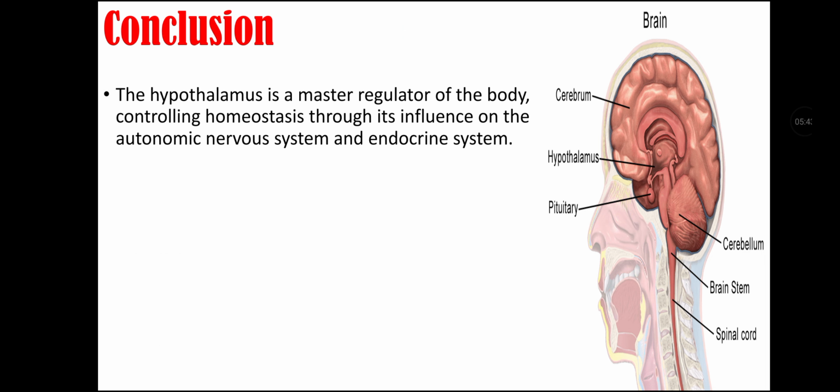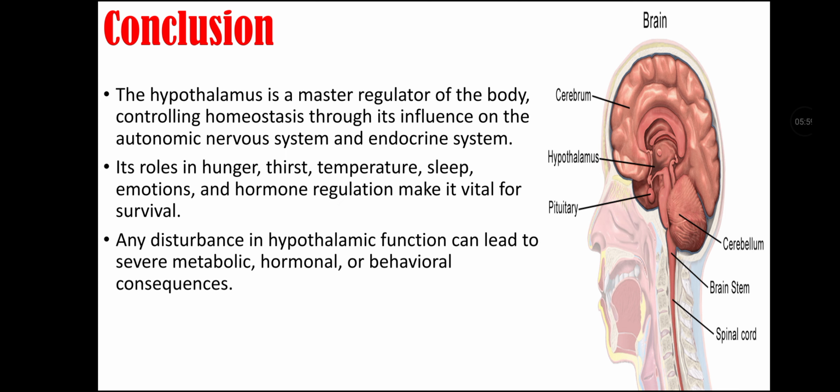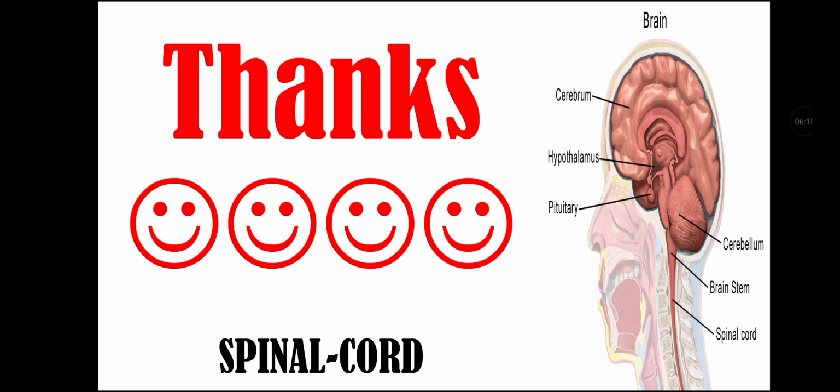Conclusion of this lecture video. Hypothalamus is a master regulator of the body, controlling homeostasis through its influence on the autonomic nervous system and endocrine system. Its role in hunger, thirst, temperature, sleep, emotions, and hormone regulation makes it vital for survival. Any disturbances in hypothalamic function can lead to severe metabolic, hormonal, or behavioral consequences. Thus, the hypothalamus serves as a central command center of the brain that integrates internal signals and ensures balance within the body. And this was all about hypothalamus.